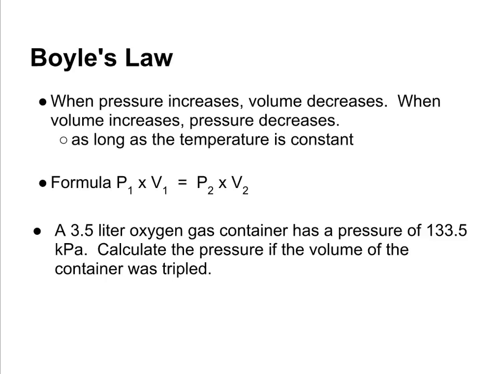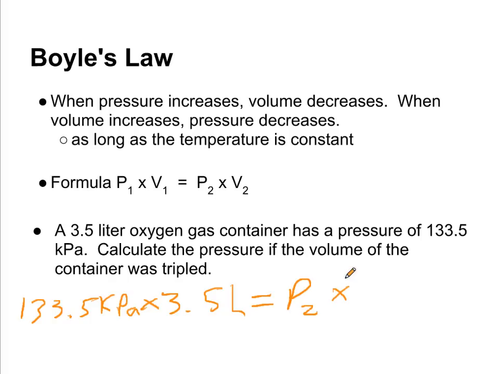So the 1 and the 2 subscripts in our formula tell us the difference between the initial and changed states. So we'll put the initial conditions all together on one side. Initially, our pressure was 133.5 kilopascals, and our initial volume was 3.5 liters. Now something is changing. We're tripling the volume of the container, so we have to solve for the new pressure. So we're solving for P2.